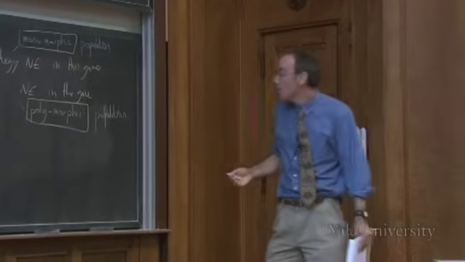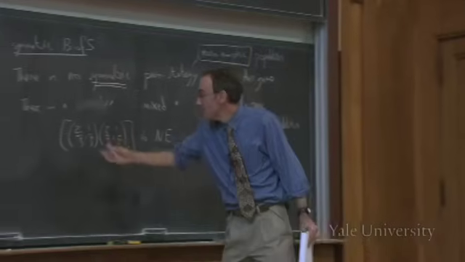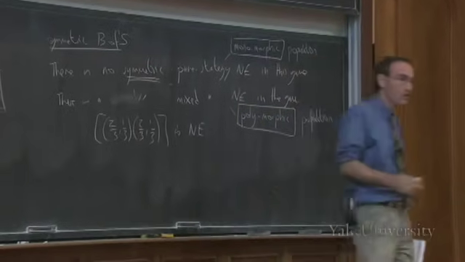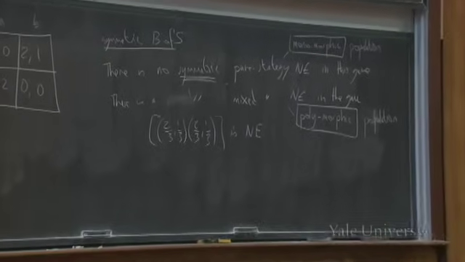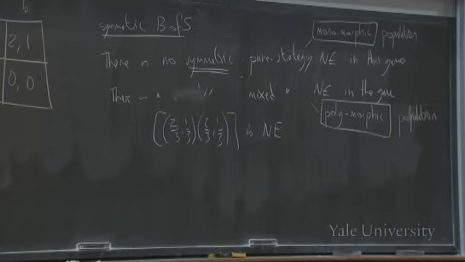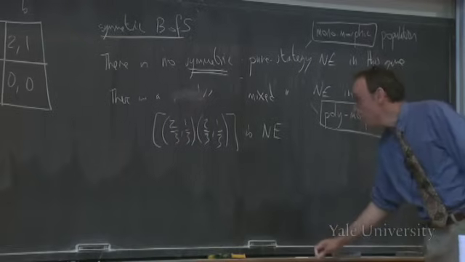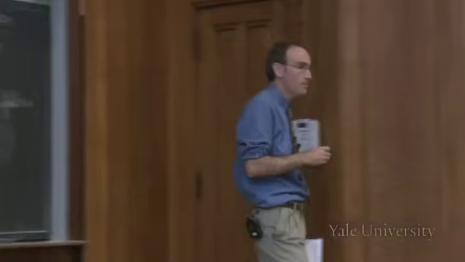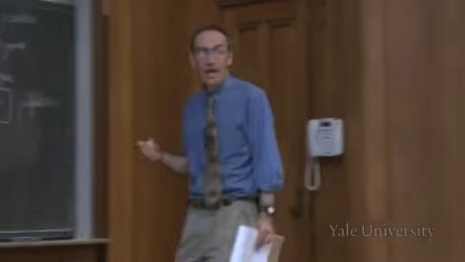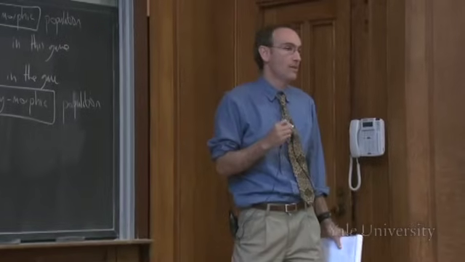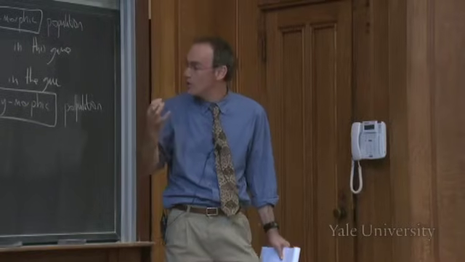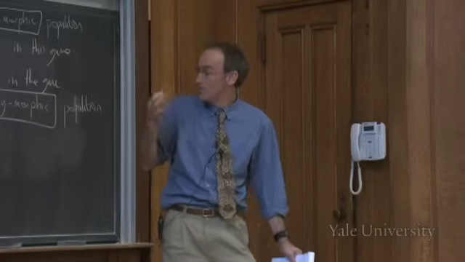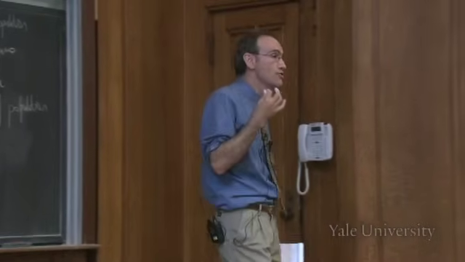So in our example, does the mix 2/3, 1/3 satisfy the definition above? Let's go through carefully. 2/3, 1/3 is a Nash equilibrium, so we've satisfied part A. It's a symmetric Nash equilibrium, so we're okay there. Is this equilibrium a strict equilibrium? Is this mixed population, two-thirds aggressive and one-third unaggressive, or this mixed strategy, a strict equilibrium?